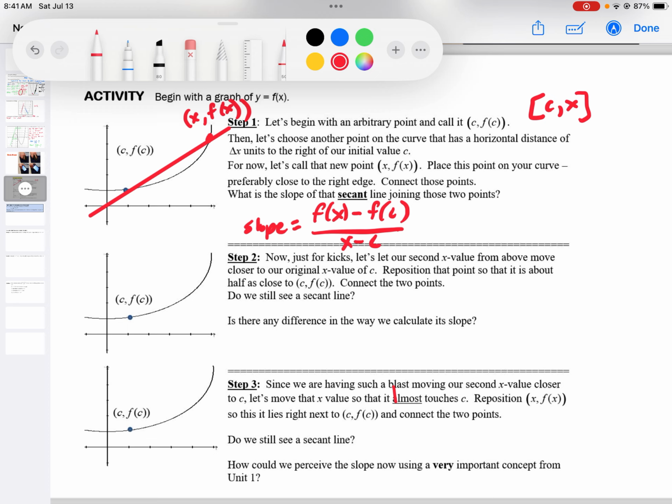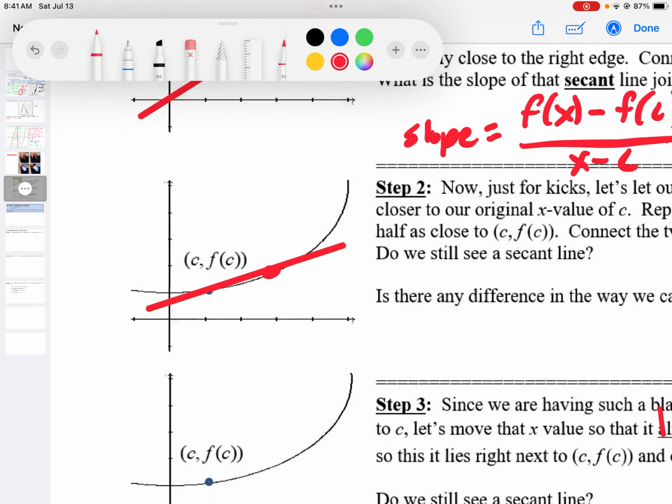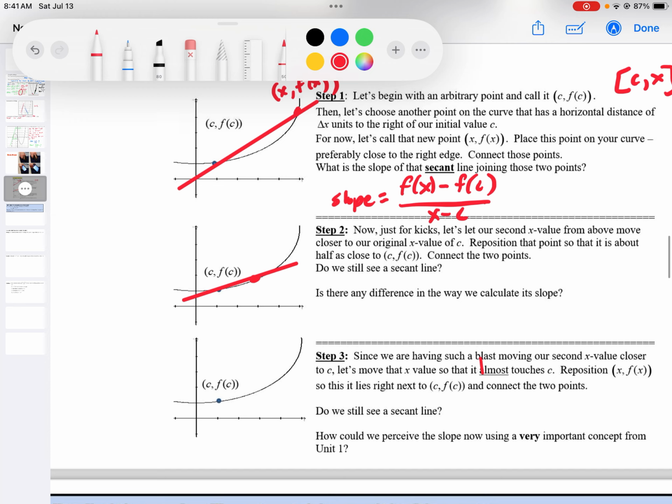Now, just for kicks, let's let our second x value, I'm still going to call it x, but it's a different x, be a little bit closer to the original x value of c. Reposition the point so that it's about half as close to c, f of c. Okay, that's good enough. Is it about half? Sure. Is it exactly half? I don't know. And now we connect the 2 points. Do we still see a secant line? Well, yeah, it looks like it crosses through, and it's not tangent, not just 1 point. So I'm going to say yes, I still see a secant line.